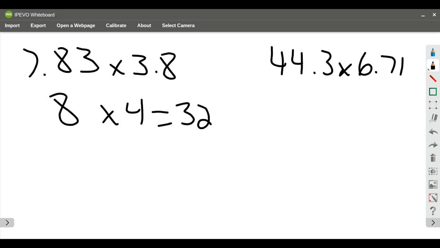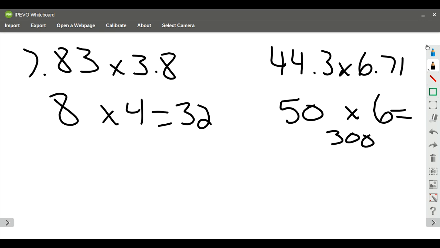And the compatible numbers were, I left 6 alone. And then I don't know what 44 times 6 is, but 50 is near that. And I know what that math fact is. That's going to be equal to 300. So let's take a look and see which is going to be an overestimate and which is going to be an underestimate.